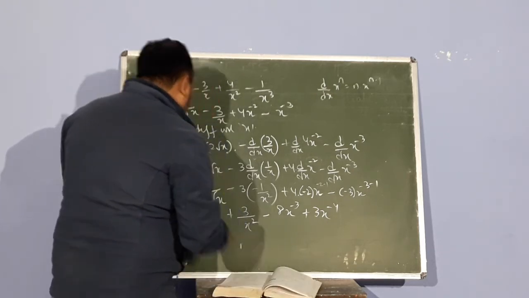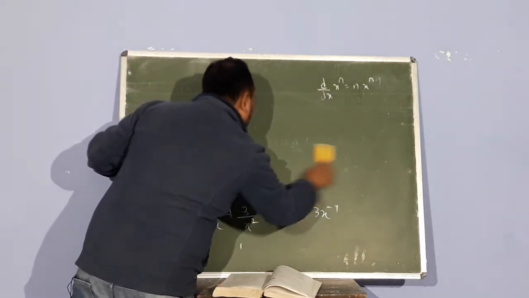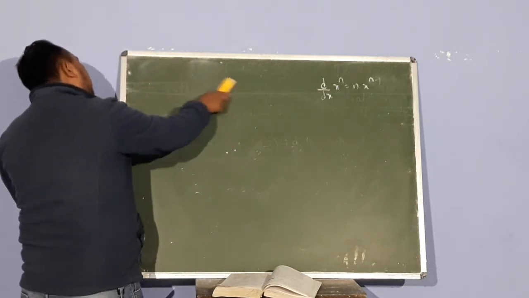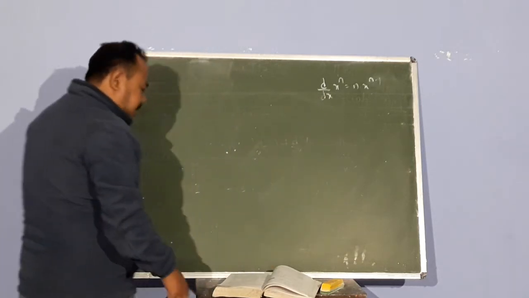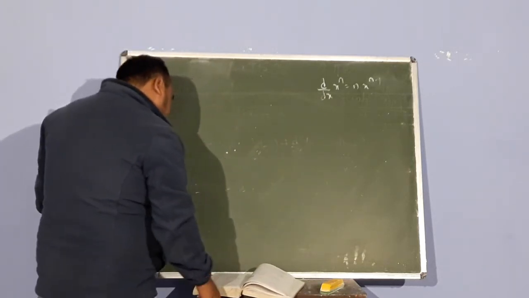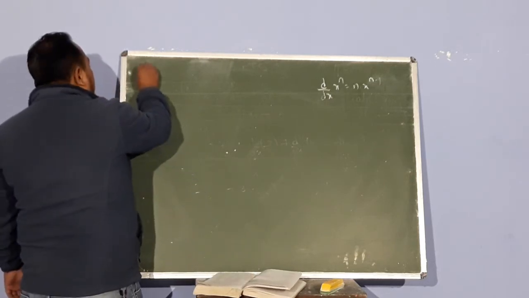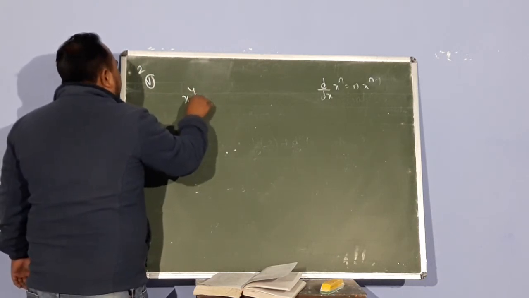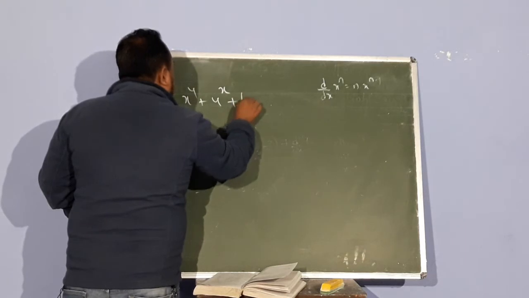Now let us move on to question number 2. In question number 1, you learned to differentiate using only formula number 1, that means x to the power n. Now in question number 2, you learn other functions also. So question number 2, subdivision 5. The question is x to the power 4 plus 4 to the power x plus log x.